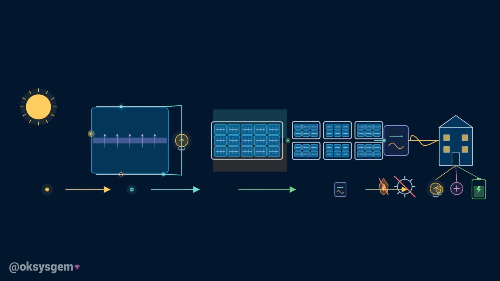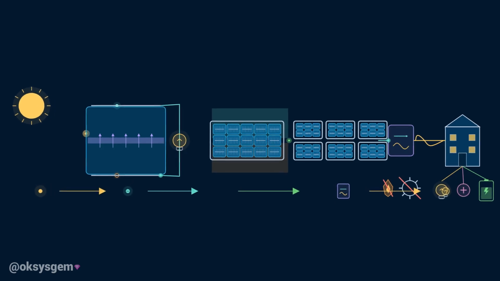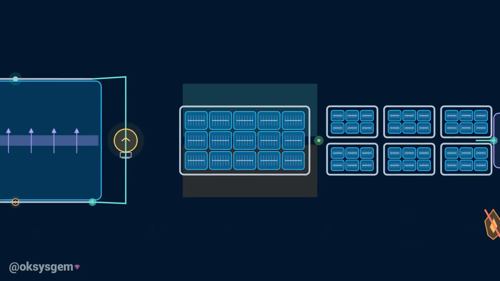From a photon crossing space to an electron moving through a wire, the entire system is a sequence of energy transfers. Light energy becomes electrical energy, and that electrical energy can then become motion, illumination, stored energy, or power for almost any device connected to the system.